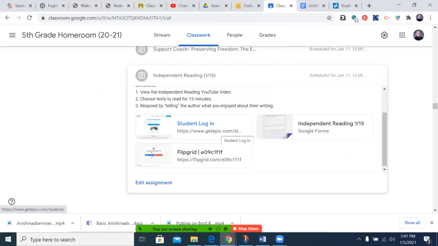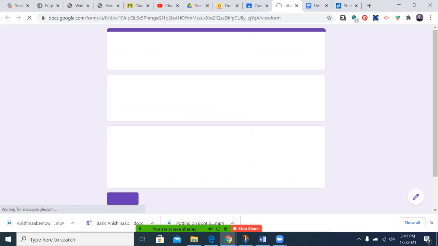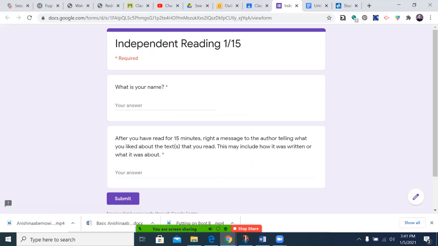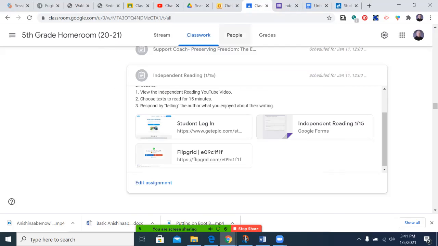I recommend that you pick texts from the same author, even if this is a case where there are three or four little stories, it'll work okay. When you're done, you have some options. You could go ahead and do the Google form. It says after you have read for 15 minutes, write a message to the author telling what you liked about the text that you read. This may include how it was written or what it was about.